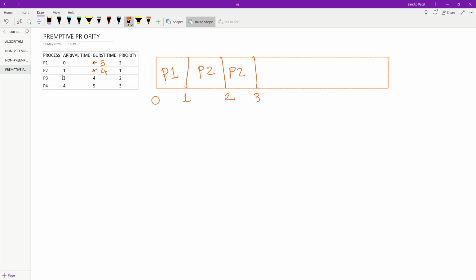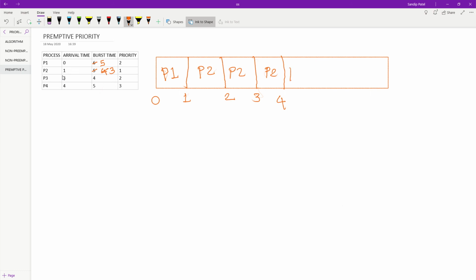At 3 milliseconds P2 continues again, and the scheduler will check at 3 milliseconds for any other process. Okay, it is P3. What is the priority? It is just 2, so it is not higher than P2, so we will continue with P2. At 4 milliseconds another process, P4, arrives with priority 3, which is also not higher than P2, so we will not swap out P2. All the processes have now arrived in the ready queue, so there is no need to check the arrival time anymore.